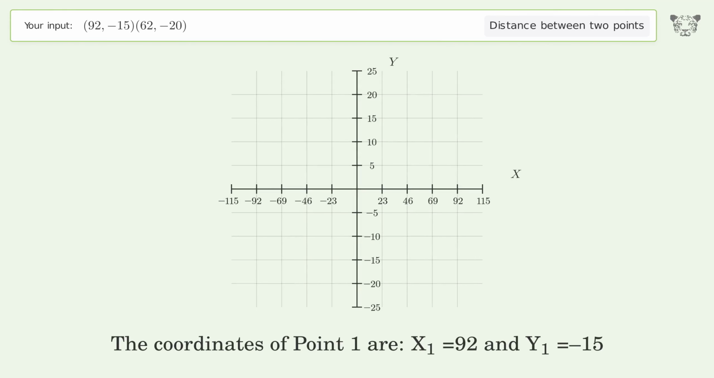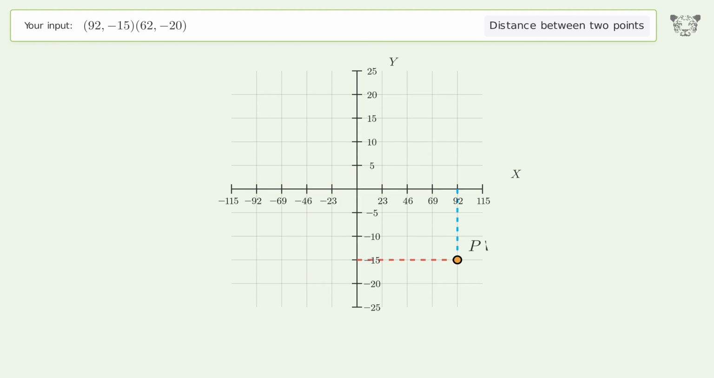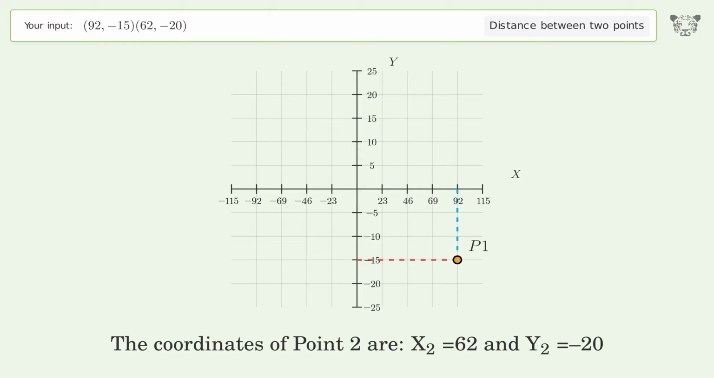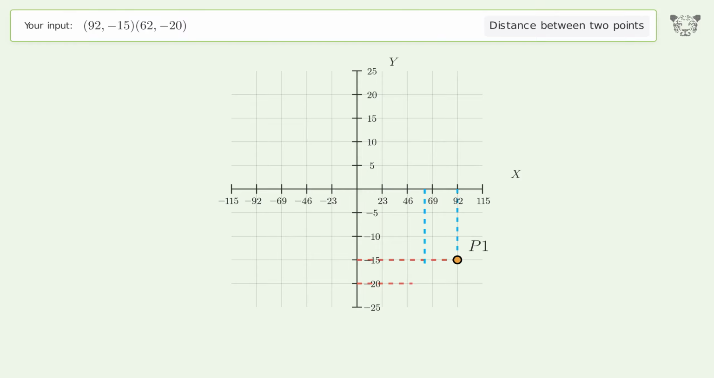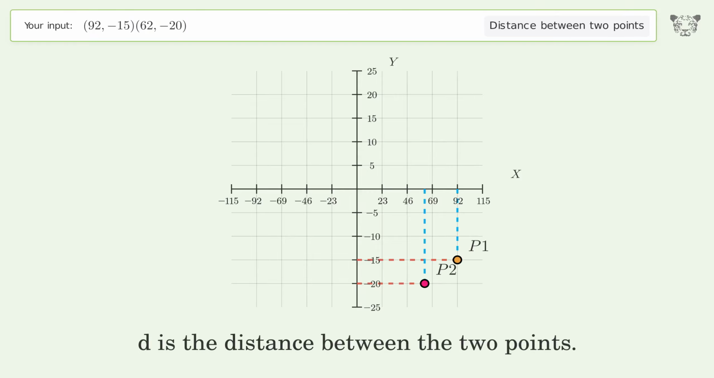The coordinates of point 1 are x1 equals 92 and y1 equals negative 15. The coordinates of point 2 are x2 equals 62 and y2 equals negative 20. D is the distance between the 2 points.